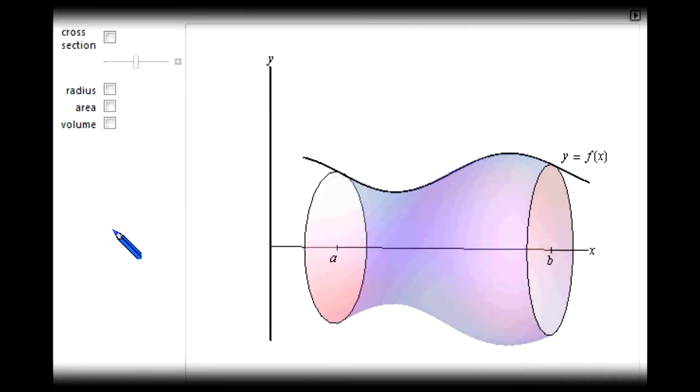We'll be talking about solid of revolution using the disk method. What is a solid of revolution? A solid of revolution is basically a solid generated by rotating or revolving a plane region about an axis in its plane. Let's look at a graph to help us visualize.